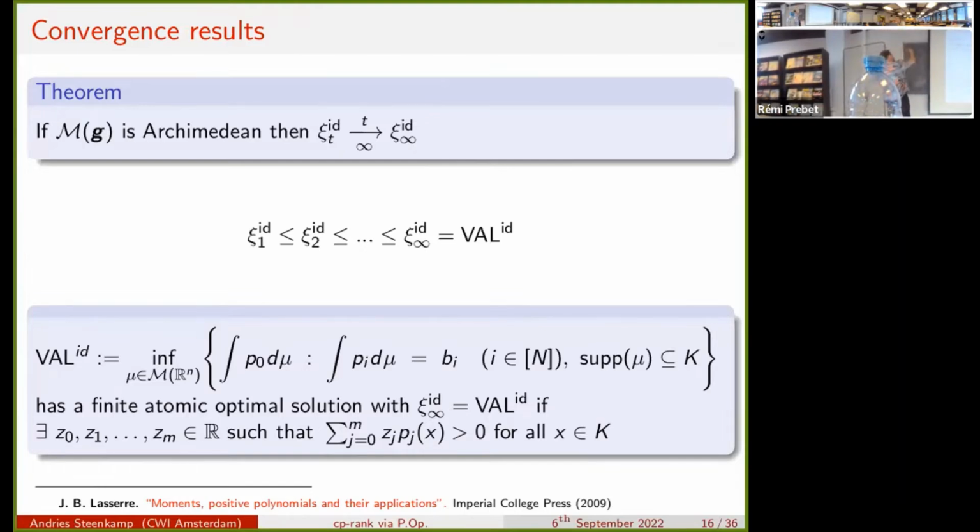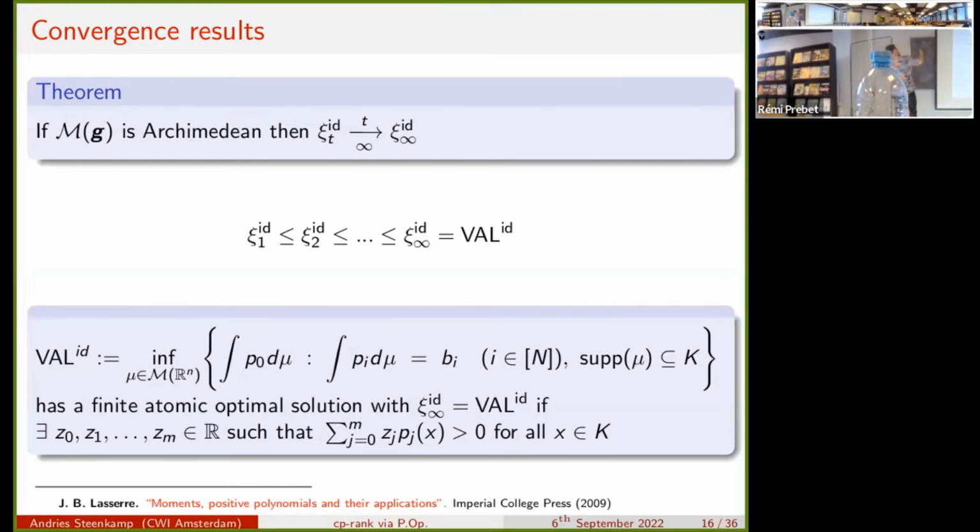Well, I guess I'll write it out. You need that polynomial, r minus the sum of x_i squared, to be contained in your quadratic module for some positive r, which is our case. I will point out why it is our case when we reach that point. So if you have an Archimedean quadratic module, your hierarchy does converge.